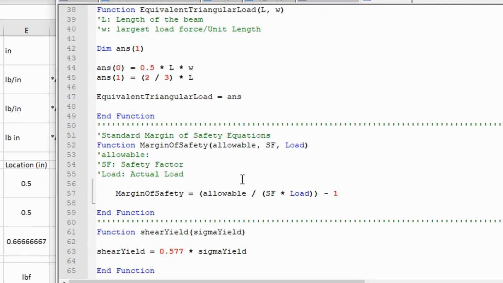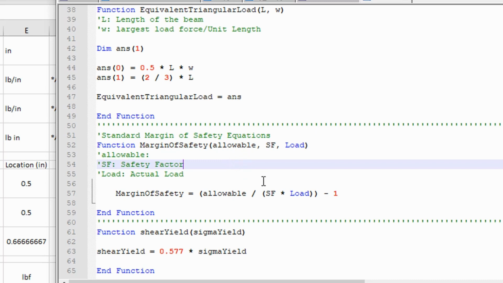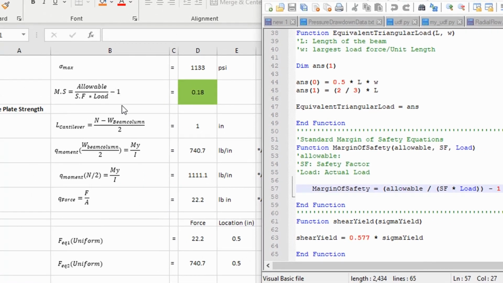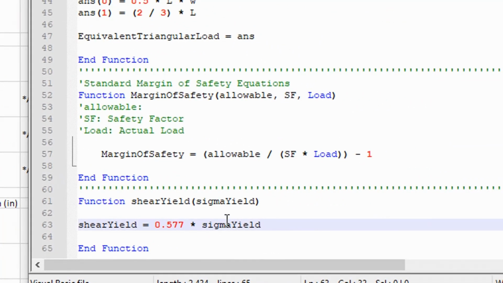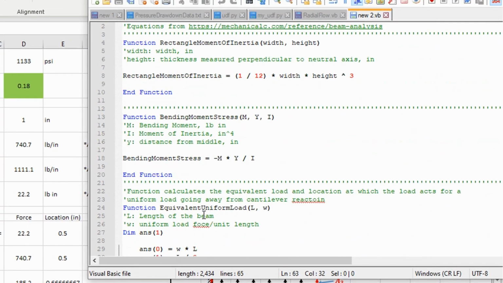And then our margin of safety. This is very versatile. I use this everywhere. It's just one function. I can use it for stresses, forces, all sorts of things. So I call it allowable, and it's just this equation right here. And then shear yield, here it is, 0.577 times our yield stress. And so that's really all there was to it, guys. That's a pretty simple function to write.